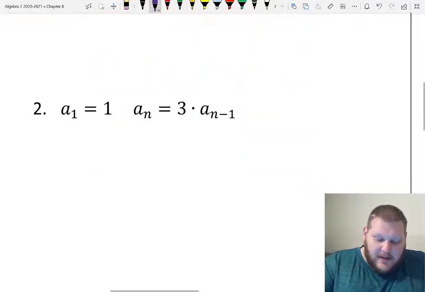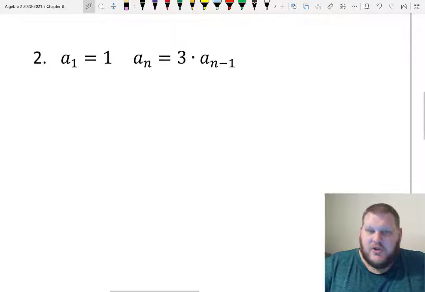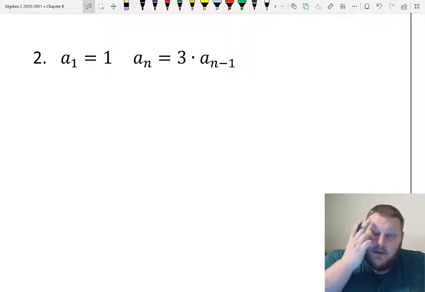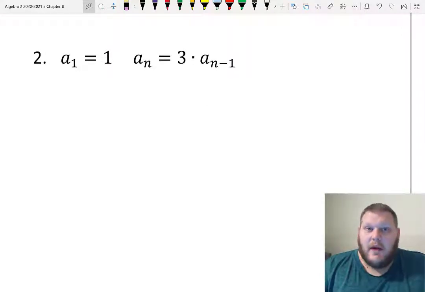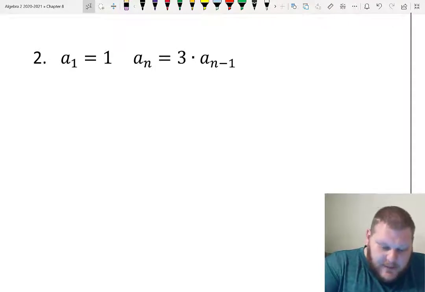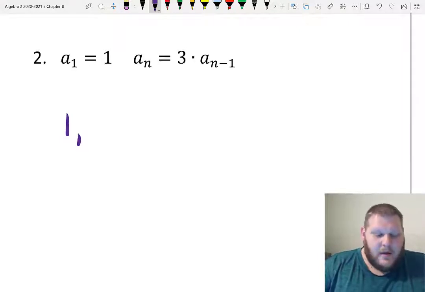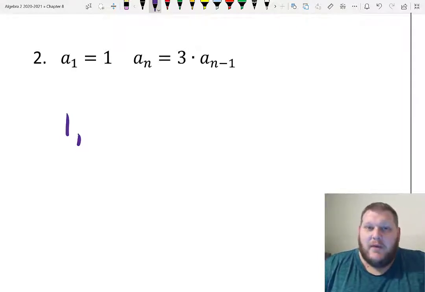Number 2 is set up geometrically. This is a geometric sequence, and I know that because now my pattern here is multiplying by 3, but I still start with a sub 1. They tell me my list starts at positive 1. And again, 3 times my previous term is how I get from one to the next in my sequence.